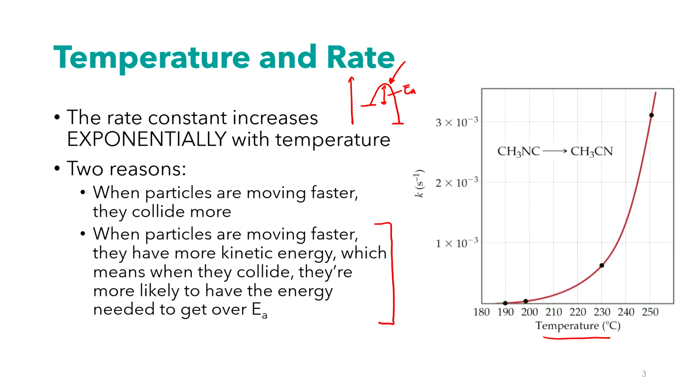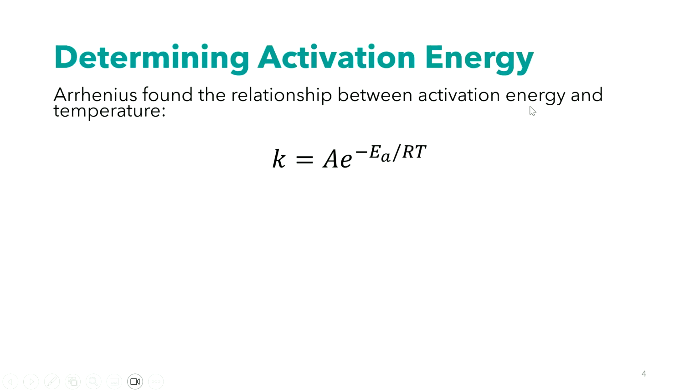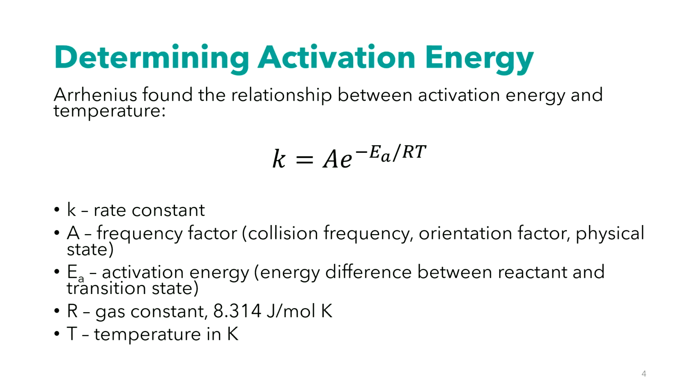So Arrhenius described this relationship with an actual equation. We defined all of those variables, and I have that written out here. K is our rate constant, and it's equal to A, which is our frequency factor. That is where we contain information about the collision frequency, the orientation factor.